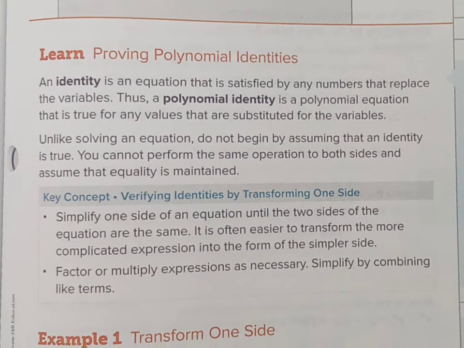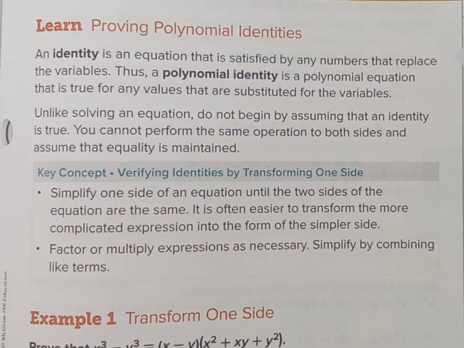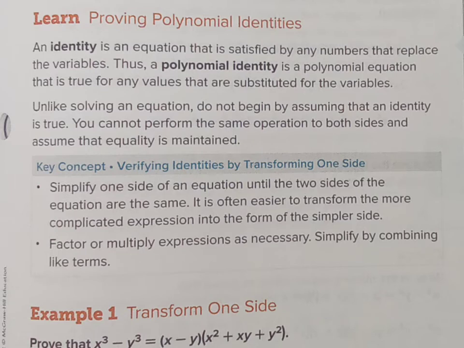Thus, a polynomial identity is a polynomial equation that is true for any values that are substituted for the variables. Unlike solving an equation, do not begin by assuming that an identity is true. And so then they go on and say you cannot perform the same operation on both sides. When you're asked to solve an equation, you know that the left-hand side is equal to the right-hand side. And that's what allows us to add things to the other side, divide through by the same number. But that's not what you're doing here. You are going to work on the left side or work on the right side. Okay, so you cannot combine the two things here because you're trying to show that both sides are equal. Do you understand the difference there?